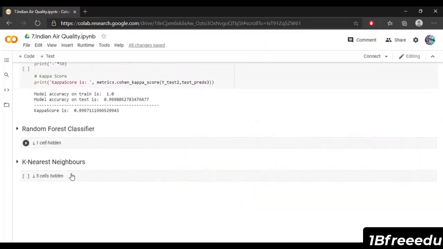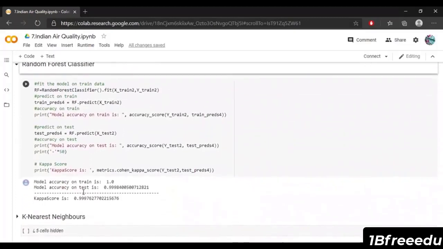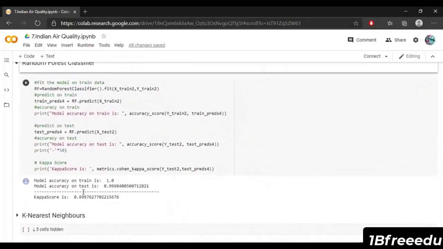And then let us go ahead with the random forest classifier. Over here you can see that the model has been fit on X train 2 and Y train 2. Again, same steps have been repeated. We have predicted our random forest on X train 2 and printed the model accuracy on train. After that we have predicted the random forest model on X test, and printed the model accuracy on test as well. Then we have printed 50 dotted lines, and the kappa score, which is our evaluation metric.